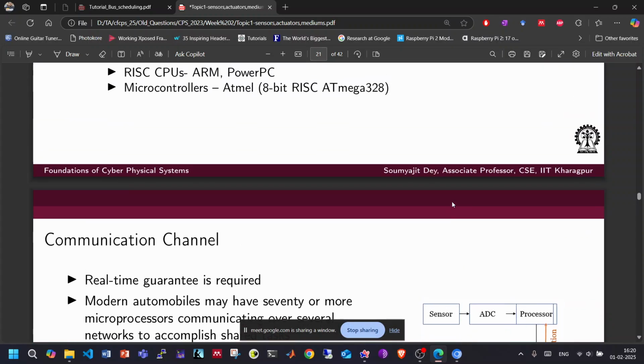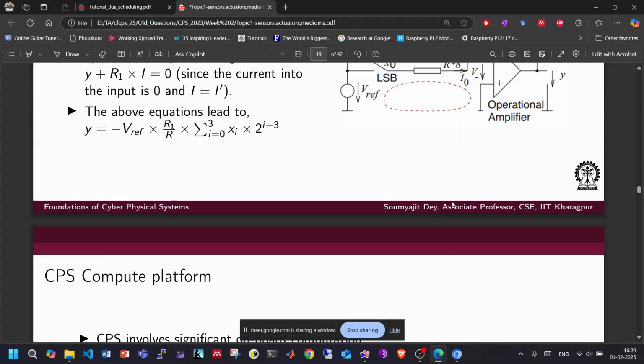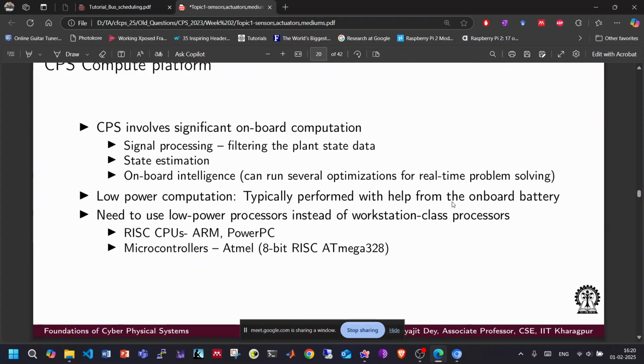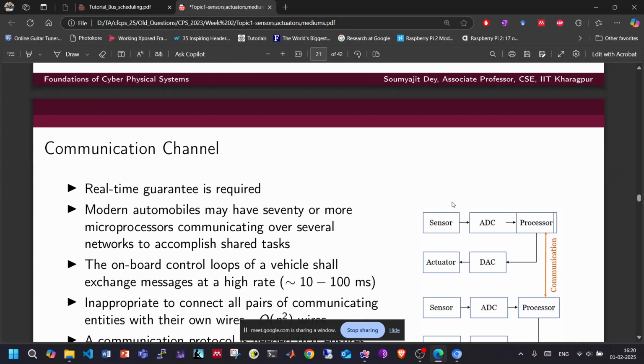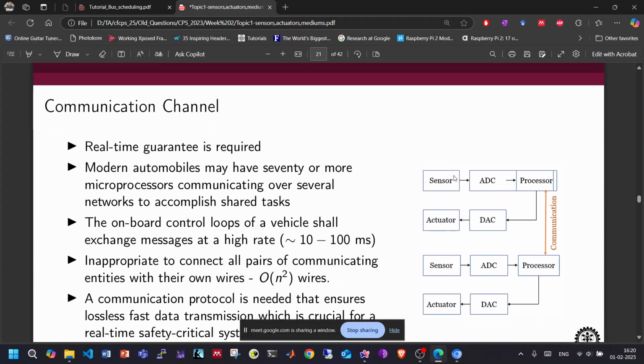So I was stating, basically we have talked about different kinds of sensors and different kinds of actuators that we use in CPS. These sensors and actuators are at the plant end, the physical systems end, and they send data to the ADC. The ADC converts the continuous signal to a digital one so that the processor can process it, and the processor sends data to the DAC, so that the digital signal becomes a continuous one, and the actuator again actuates on the plant.